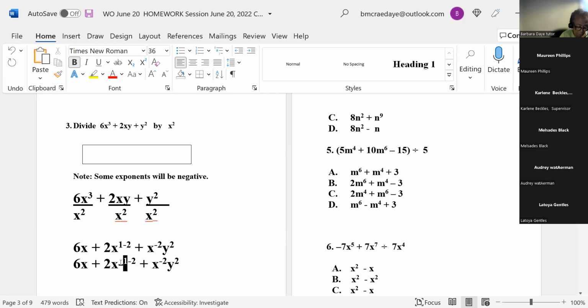Okay, so let me add this up. Let me bring that over. 2x down, and this would be a -2. -1. There we go. So that's your answer: 6x plus 2x to the -1 plus x to the -2 y to the second. That would be your answer. Any questions?